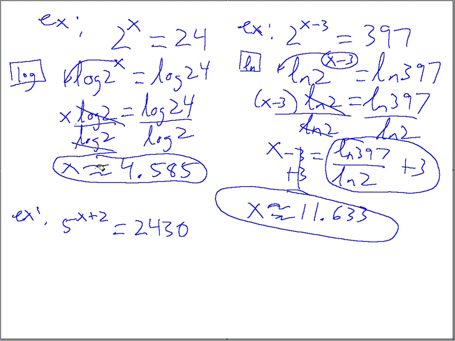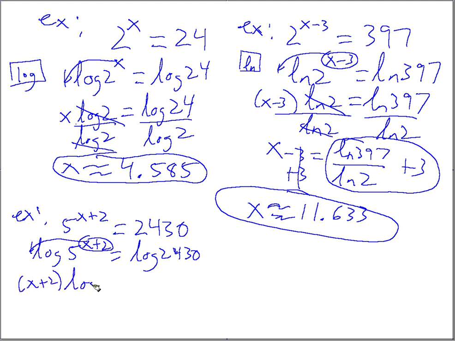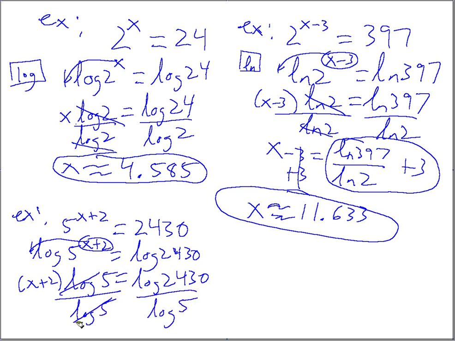But again, we'll take the log of both sides. I'll go back to logarithm here. So log of 5 to the x plus 2 equal to log, again base 10, of 2430. No big deal, we can punch that on the calculator. Again, the x plus 2 will come out to the front. So we have (x plus 2) times log 5 equal to log of 2430. Divide both sides by log 5, as we did in the earlier problem. Similar steps, takes care of that.